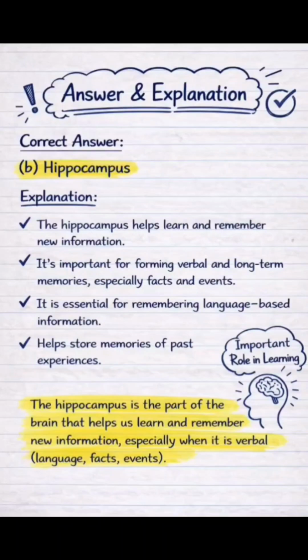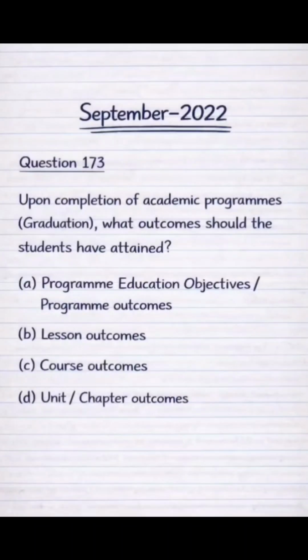The question asks, after completing graduation, what outcome should students achieve? The correct answer is option A, program educational objectives and program outcomes. Program outcomes tell us what a student should know, understand and be able to do after finishing the degree. It shows the skills, knowledge and abilities gained during the courses. These outcomes explain whether the student is ready for job, higher studies and real life work.